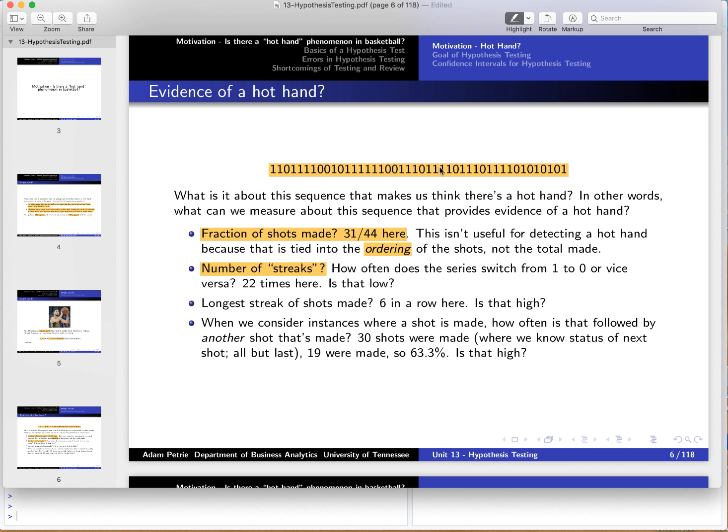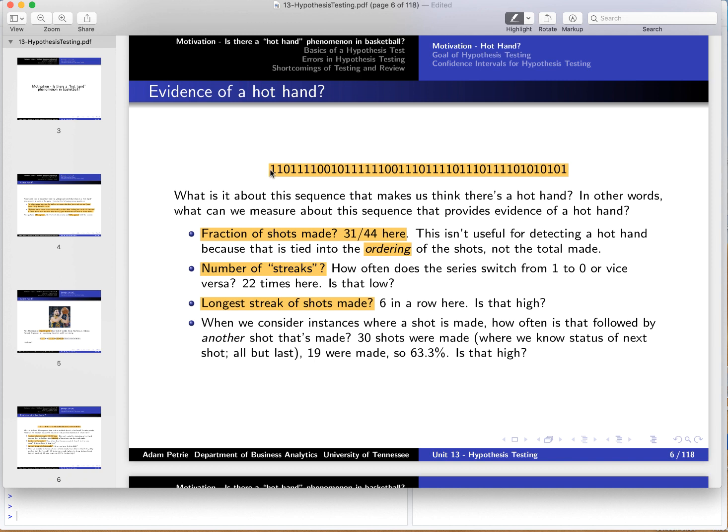But there are some other things we could potentially measure. Maybe the longest streak. In Klay's sequence right here, we had 6 shots that were made all in a row. Maybe that's highly unusual to see if we were dealing with a purely random sequence. Maybe that is evidence of a hot hand. Or we could measure something else.